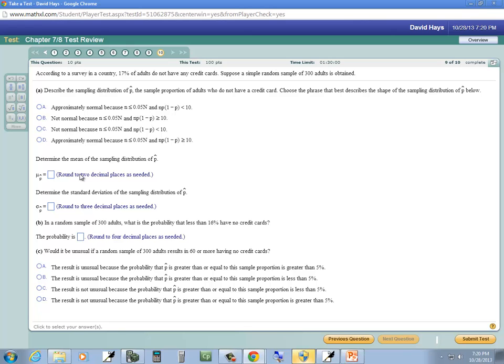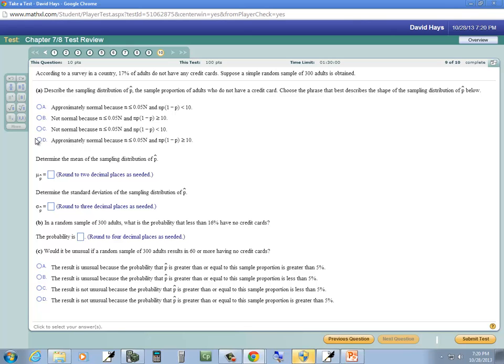I guess I should have read the problem. Okay, so n times p times 1 minus p is less than 10. That isn't true. It's greater than or equal to, so it's not this one or this one. So it's either going to be B or D.